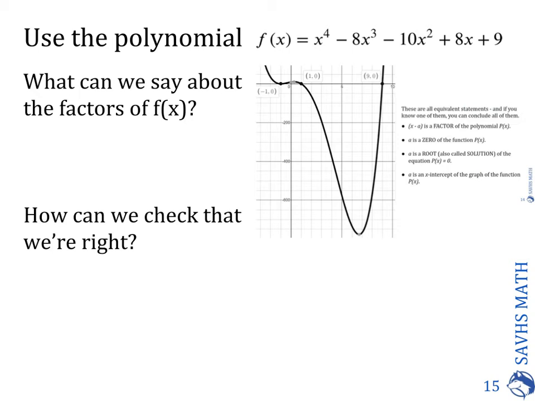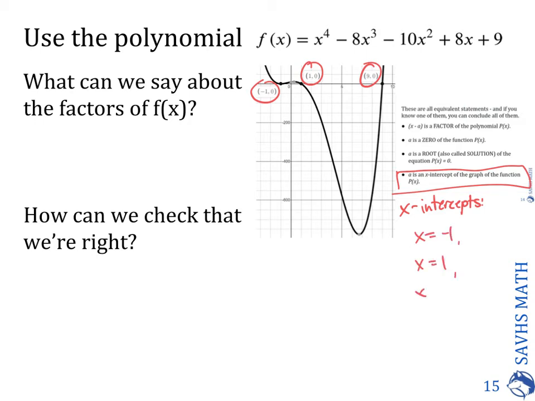Let's take a look at this graph right here. And I notice that I have 3 spots where the graph touches or crosses the x-axis. And what we have is information about this part right here. A is an x-intercept of the graph of the function of p of x. So our p of x is our polynomial. What can we say about the factors of the f of x? Well, we can say stuff about the x-intercepts. So x-intercepts are x equals -1, x equals 1, x equals 9.